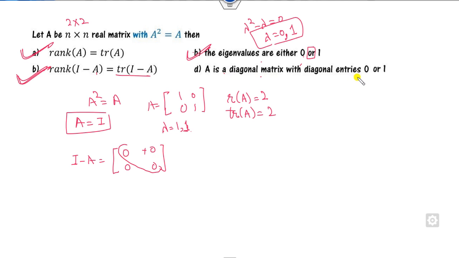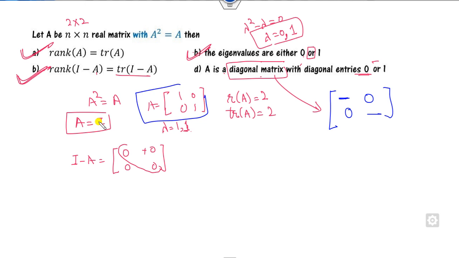A is a diagonal matrix with entries 0 or 1. Remember, it's a diagonal. What is the meaning of diagonal? They have some values, others are 0. But you can see A, I, they have the values there. So either 1 or 0. So it could not be possible because if I consider this value here, if I consider this is my A, what are the eigenvalues of this? 0 and 1. So clearly this option is not the correct option. So A, B and C are the correct options.